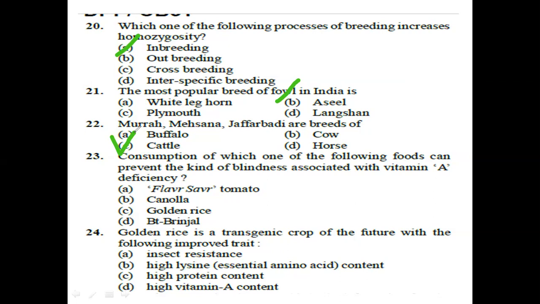Golden rice is a transgenic crop of the future with the following improved triad. Not insect resistance. High lysine content, high protein content, high vitamin content. Okay, so in this case, golden rice is developed for high vitamin A content. So it is option D.